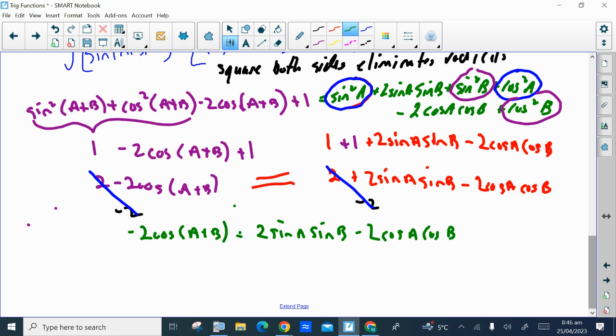And now the two terms on the right as well as the term on the left are all divisible by 2. But because the coefficient in front of the cos A plus B on the left is negative, I'm going to divide everything by negative 2.